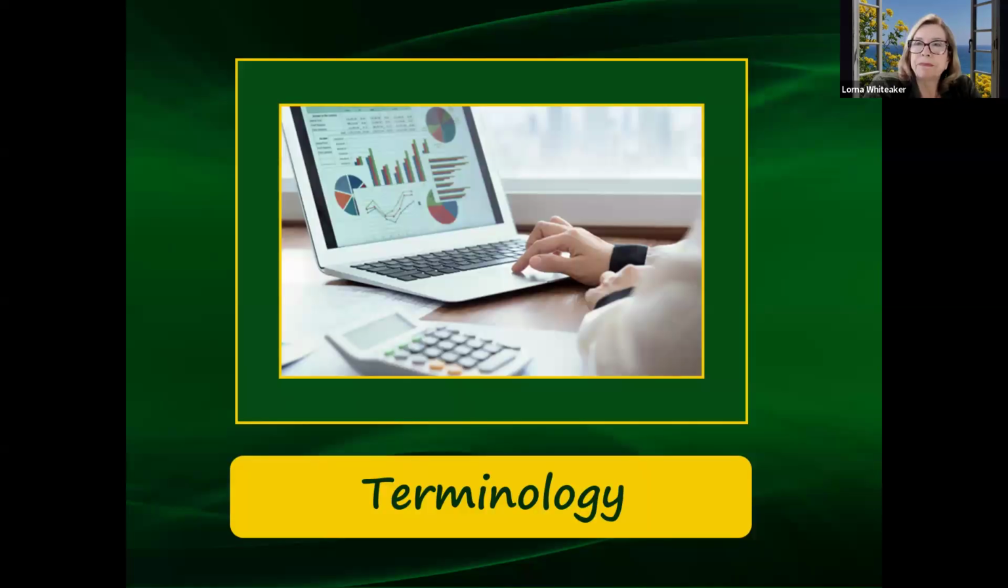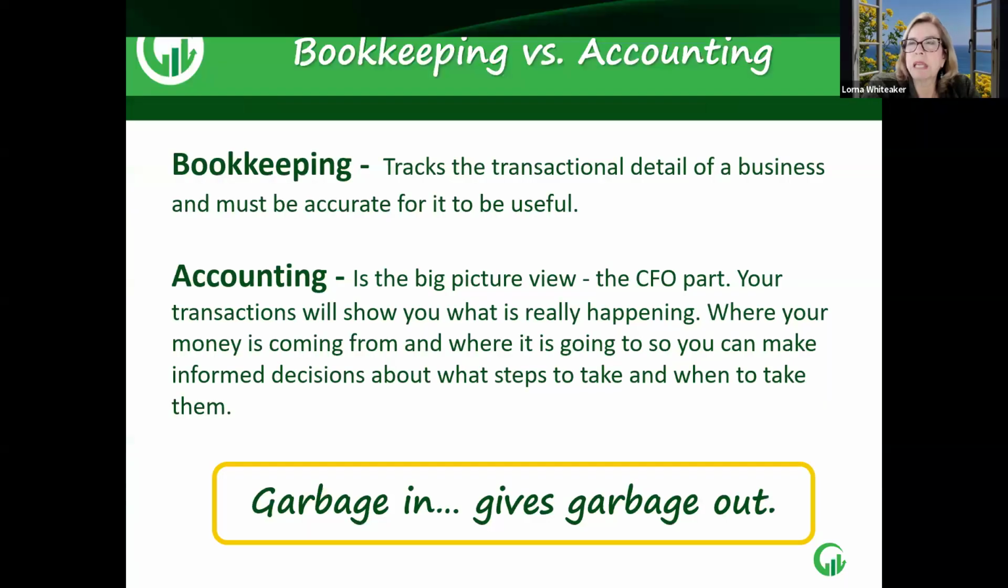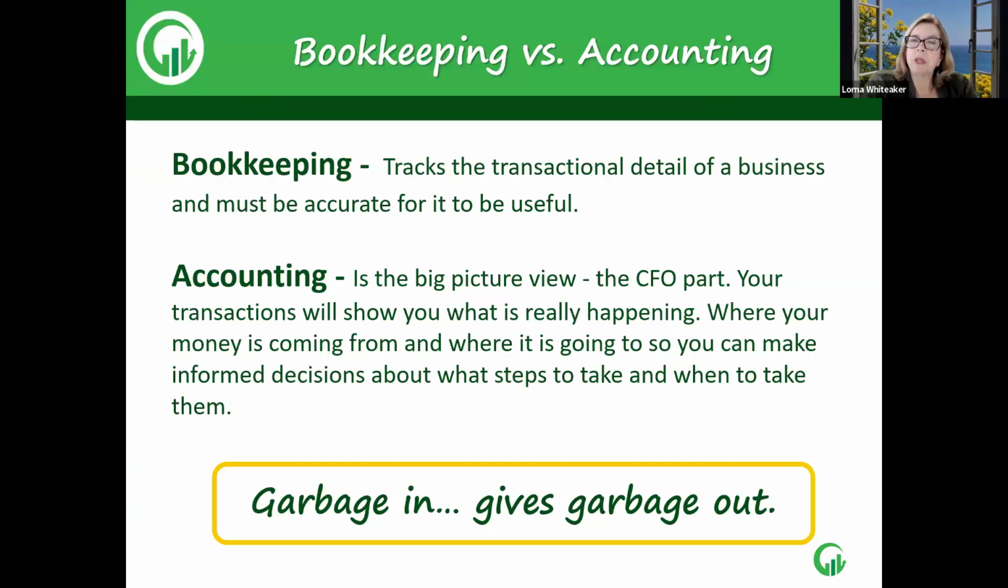Okay, terminology. All right, let's get some terms out in front of you. So bookkeeping and accounting are different terms. They mean different things. Okay, bookkeeping tracks the transactional detail of a business, and it must be accurate for it to be useful. And I'm going to give you some tools to make sure that that happens for you. Okay, so bookkeeping is the recording of the information. Okay, accounting is how to read the information.